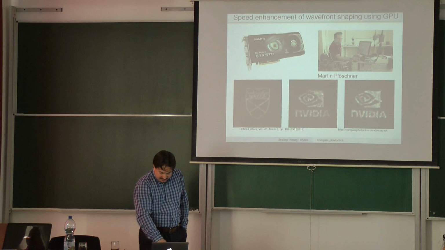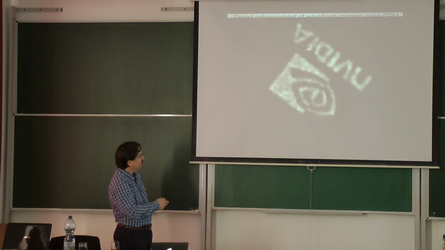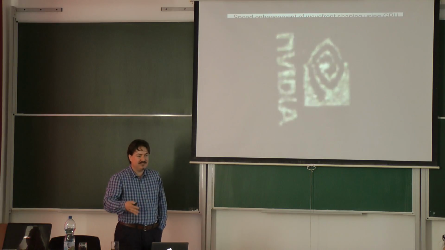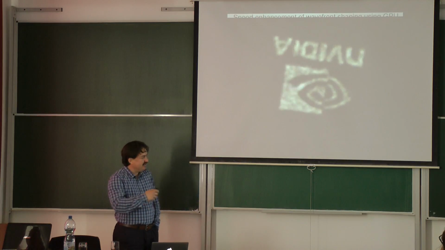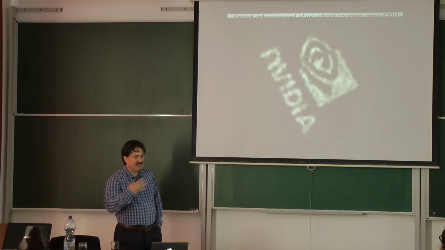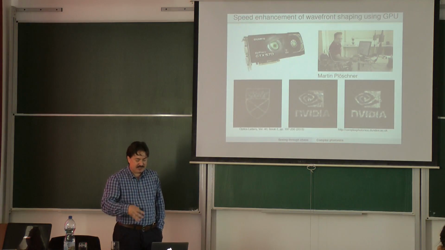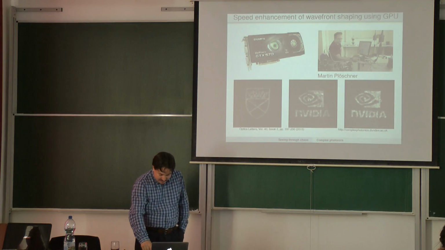So, for example, this is, and Martin always makes the NVIDIA logo because he believes that he can get some free hardware from them. It didn't happen so far. But in this case, you have 4,000 points that are simultaneously there. It's a fully coherent image. Works really well.